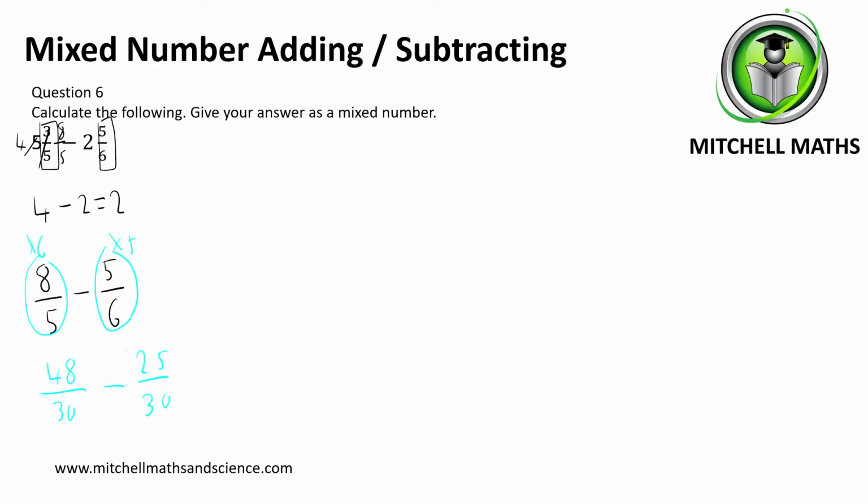And if I do 48 take away 25, that will leave me with 23, so it's 23 over 30. And that can't be simplified down any further. So that'll be 2 and 23 over 30. So yeah, that's how you can add and subtract mixed numbers.